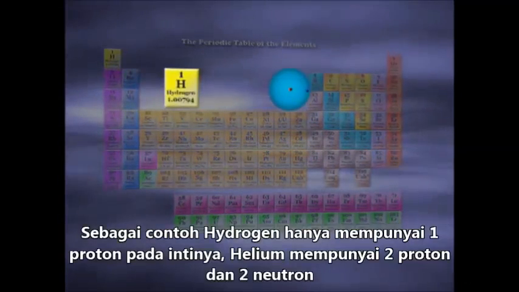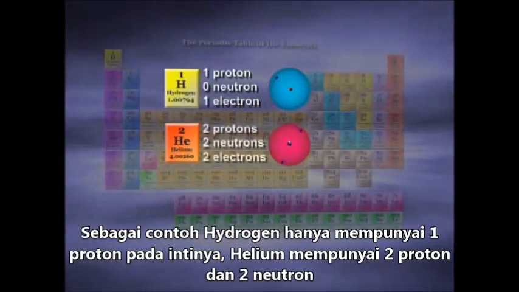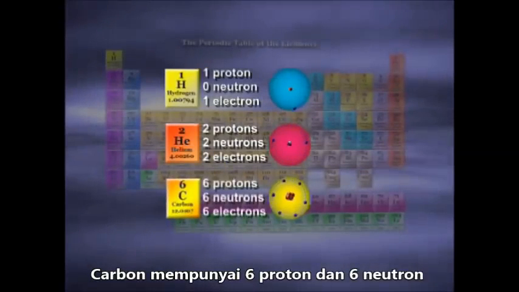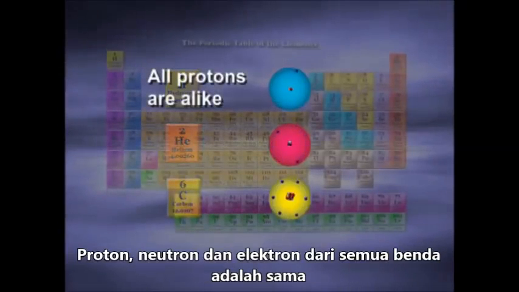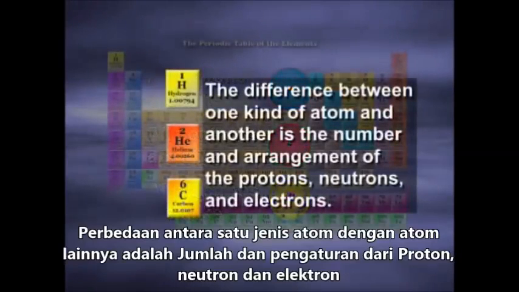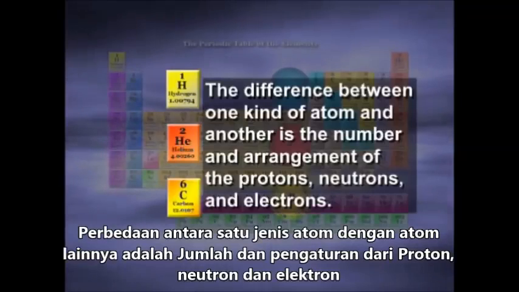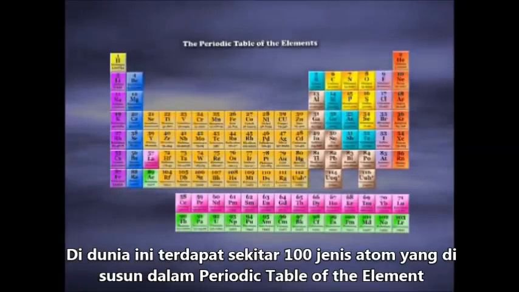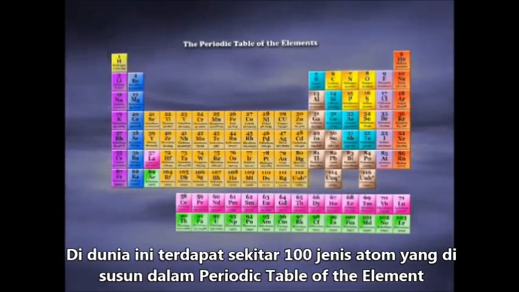For example, hydrogen has only 1 proton in the nucleus. Helium has 2 protons and 2 neutrons. And carbon has 6 protons and 6 neutrons. All protons are alike, all neutrons are alike, and all electrons are alike. The difference between one kind of atom and another is the number and arrangement of the protons, neutrons, and electrons. There are over 100 different kinds of atoms, and they're listed in the periodic table of the elements.